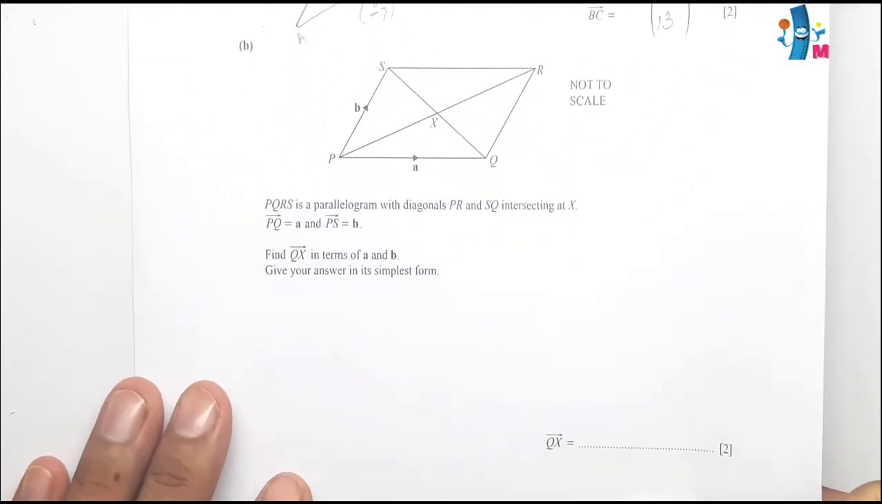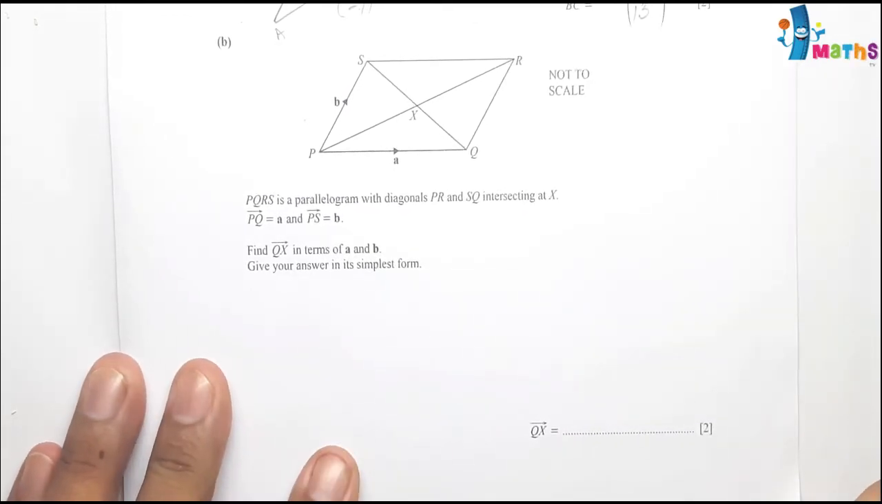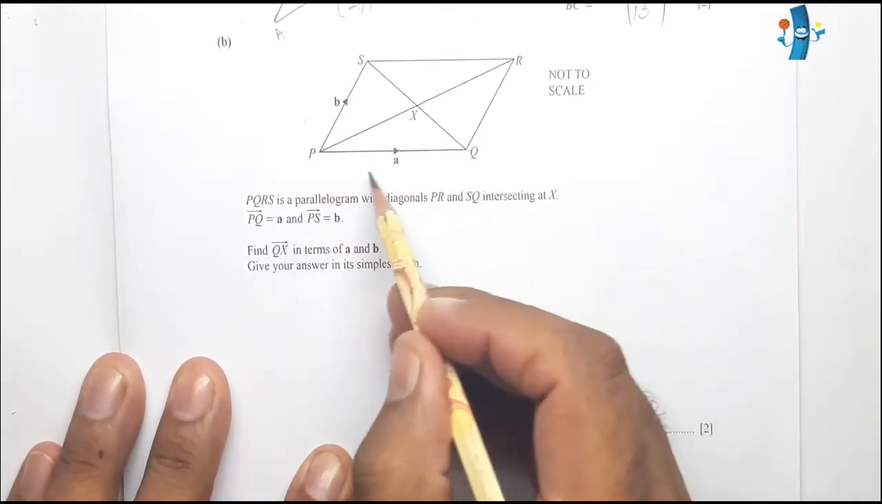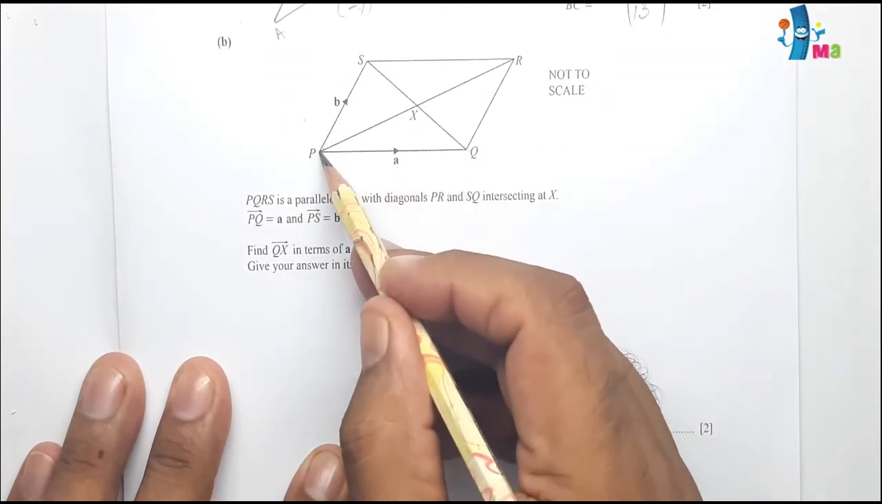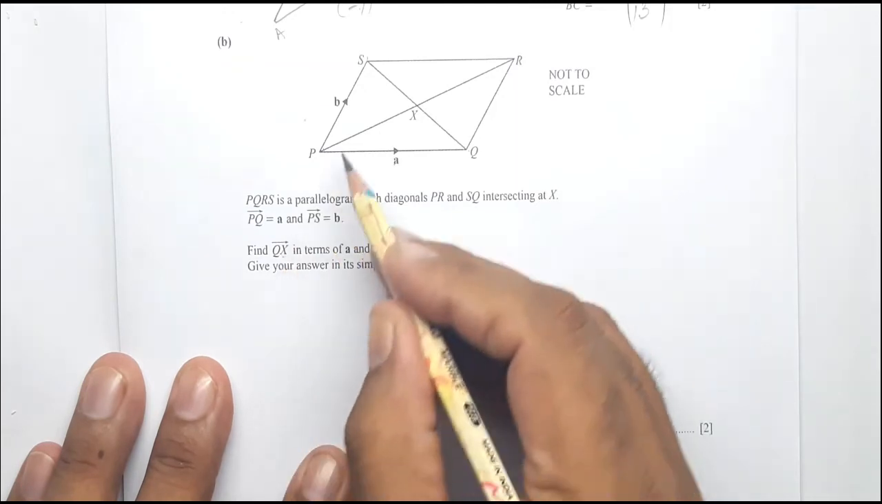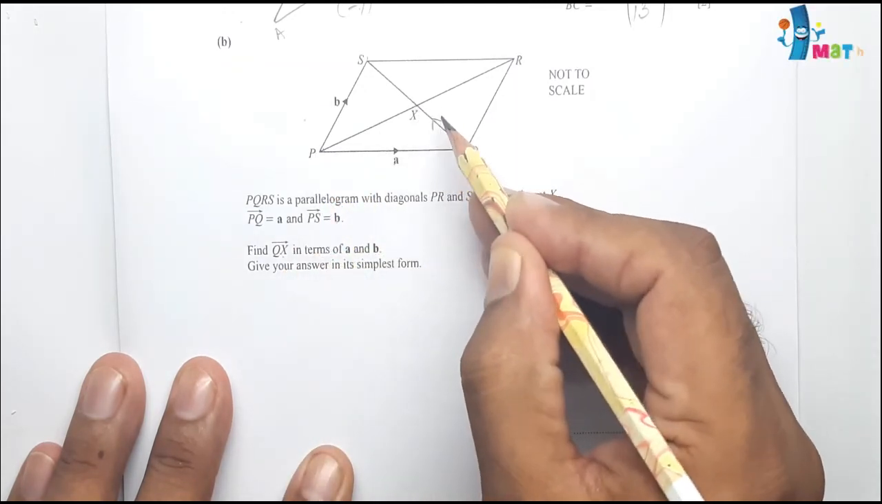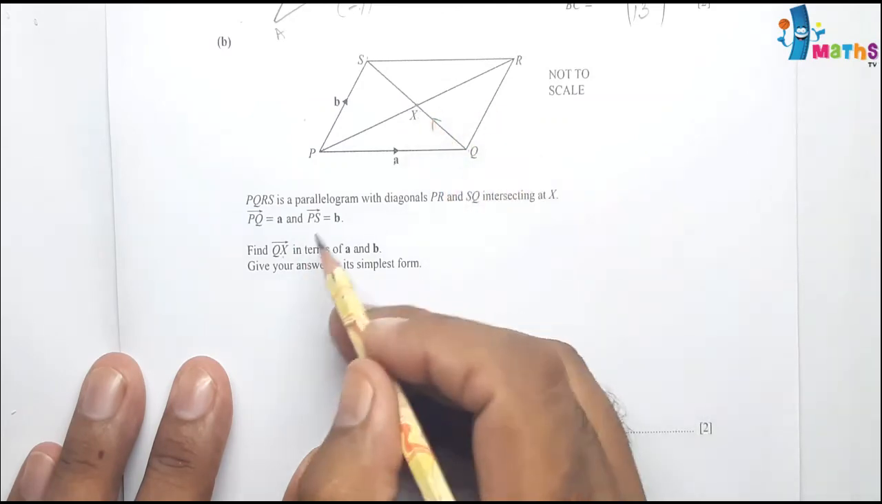For B part, they have given the drawing, which is not to scale. PQ is A and PS is B. So find QX. This one we have to find up to this level.